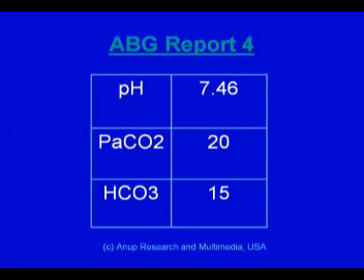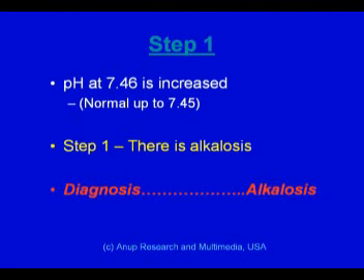The pH here is 7.46, the PaCO2 is 20 and the bicarb is 15. We go to step 1 and we look at the pH. We know if the pH is above 7.45, there is alkalosis. So this patient has alkalosis, and again, as I said earlier, we start writing the diagnosis from the right to the left. So we write the diagnosis of alkalosis first.